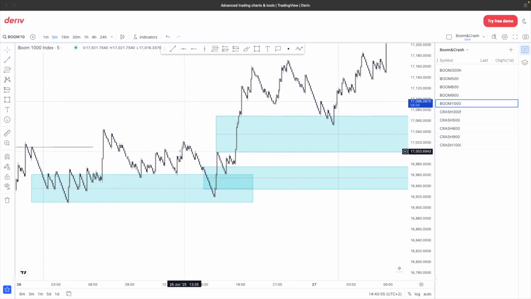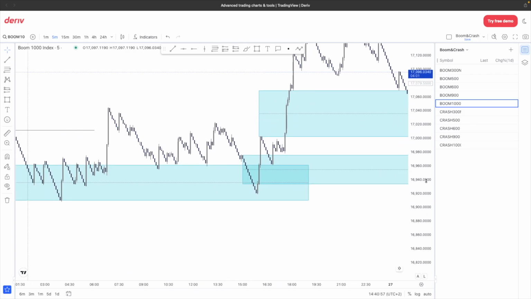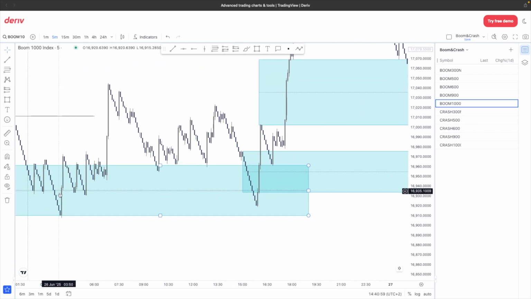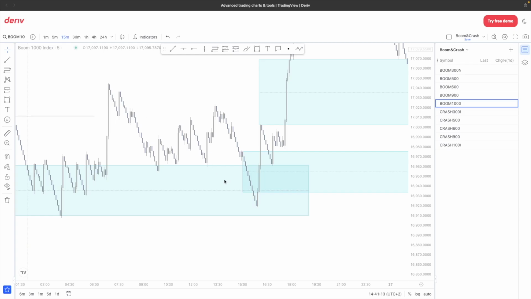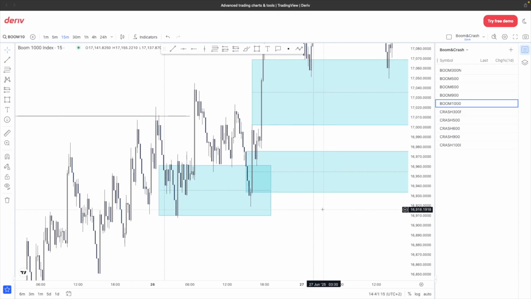We can clearly see in this one, price entered from this fair value gap right over here. Liquidity has been taken. We had a market structure shift. We retraced, and then you got your entry right over there. If you go down to the 15-minute, let's see if we can just refine a little bit. There we go. So on your 15-minute, you have an order block inside of your hour order block, and there was your entry right over there.